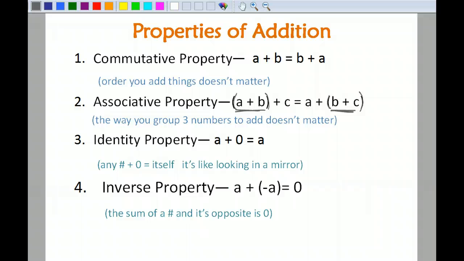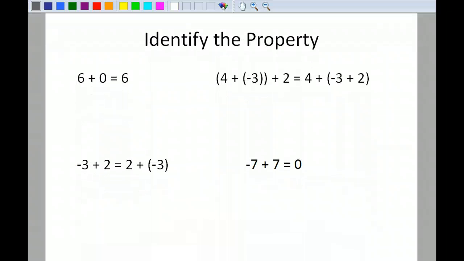So let's take a look at a few examples. And I want you to identify the property. 6 plus 0 is equal to 6. I get back what I start with. It's like looking in the mirror, so that is the identity property.